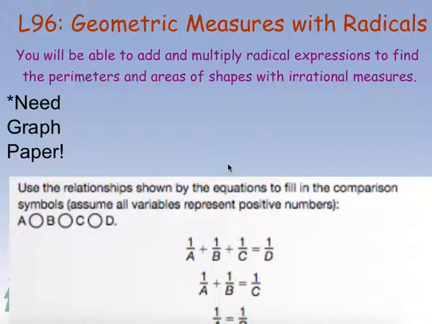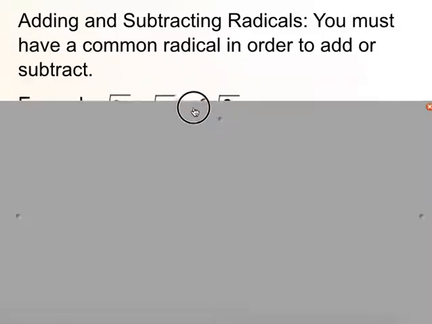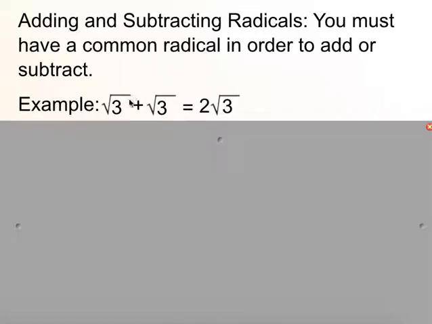Course 3, Lesson 96, we are looking at geometric measures with radicals. So being able to add and multiply radical expressions is based on whether we have common radicals. To add and subtract, we need common radicals. This idea of common radicals is: does it have the same radicand, which is the number underneath the radical symbol? Well, in this case, yes.